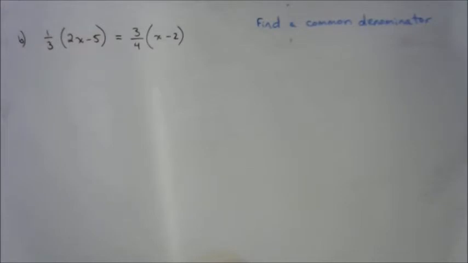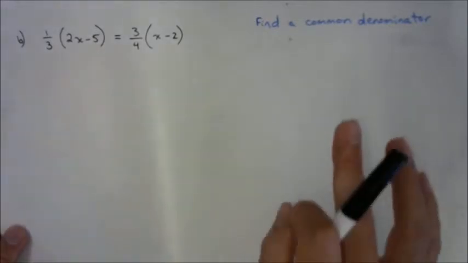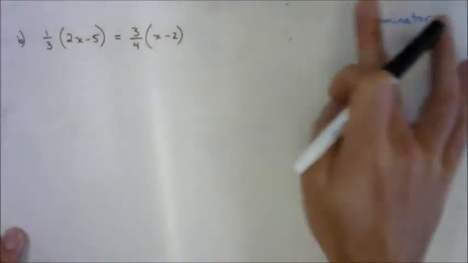Alright, example 2b. You have 1/3 times the group 2x minus 5 on the left side of the equal sign, and on the right side of the equation, you have 3/4 of the group x minus 2. In previous lessons, we would have applied the distributive property right away. But we're not going to do that this time, because our goal is to eliminate the fraction by finding a lowest common denominator.